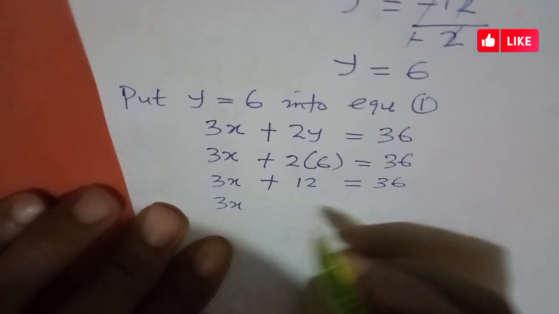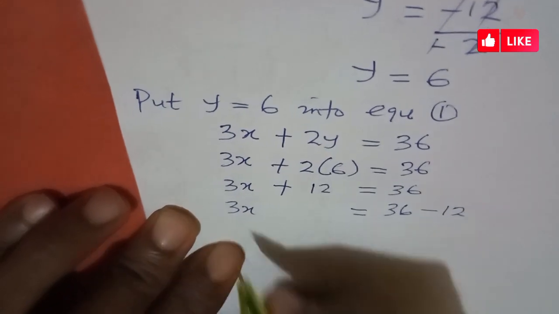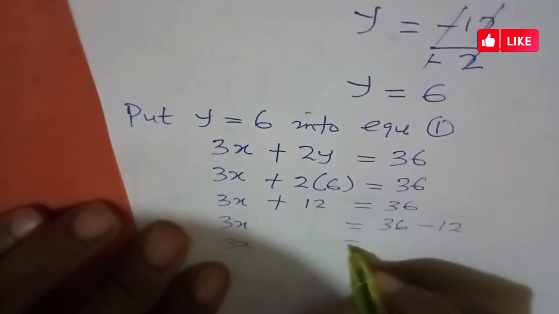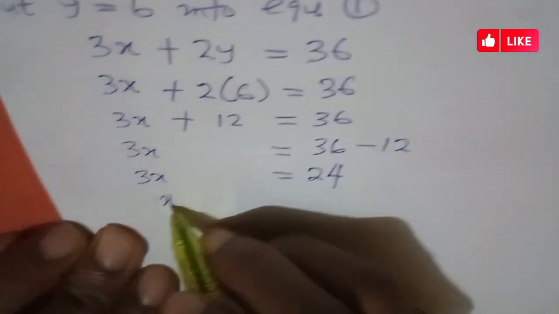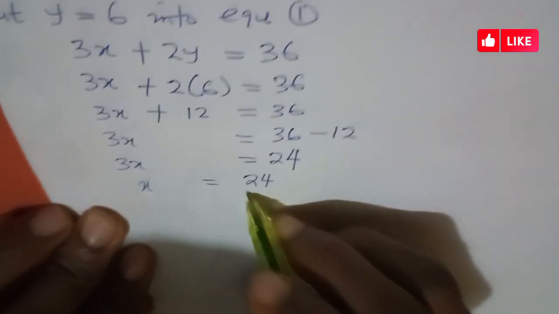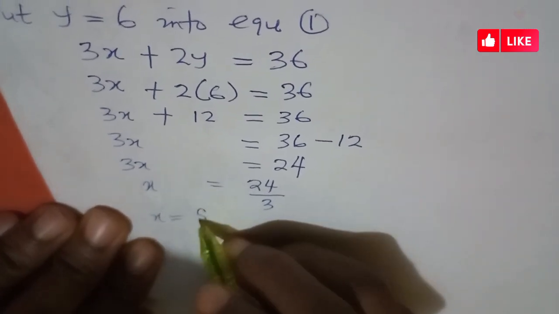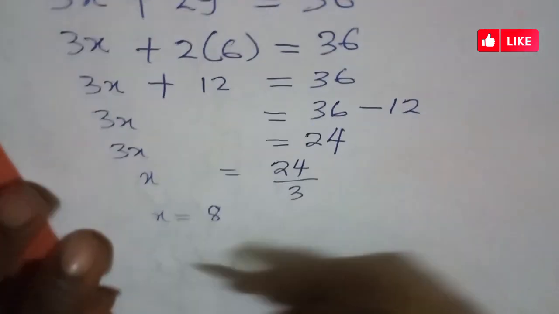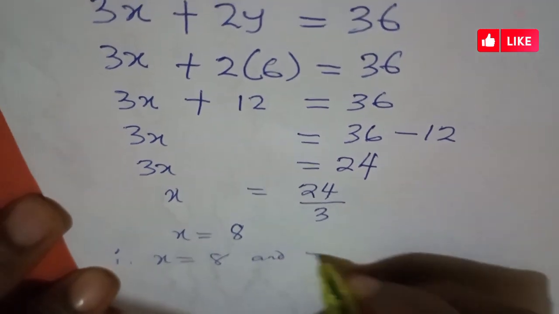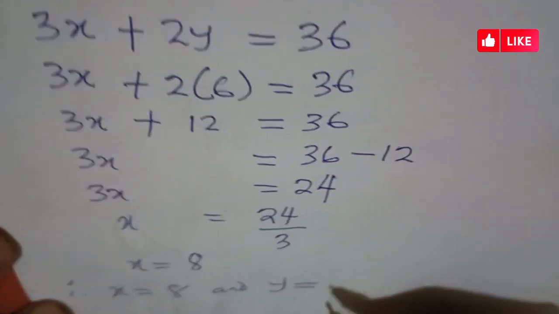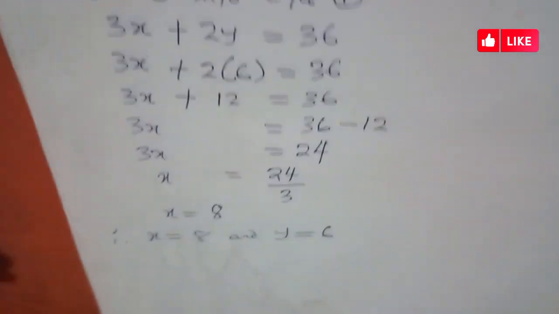So 3x is equal to 36 minus 12. That gives us 24. So x is equal to 24 divided by 3, which makes x to be equal to 8. 3 times 8 is 24. Therefore, x is equal to 8 and y is equal to 6.